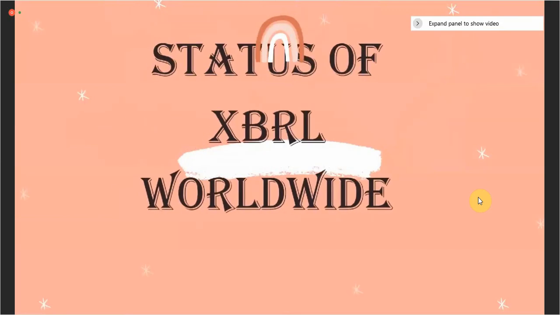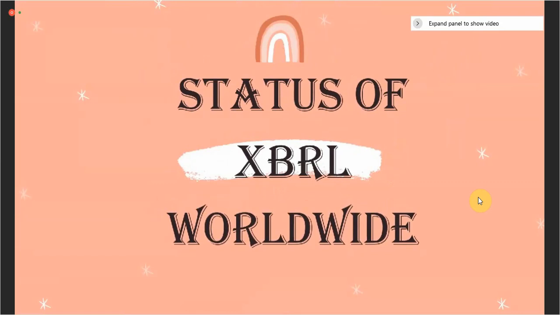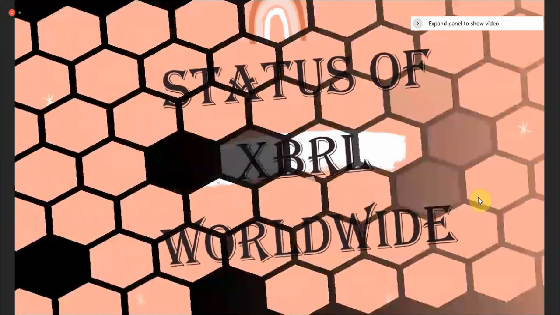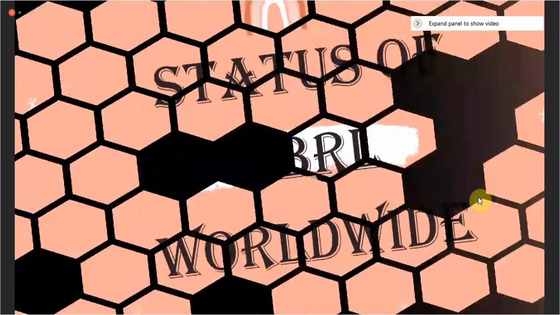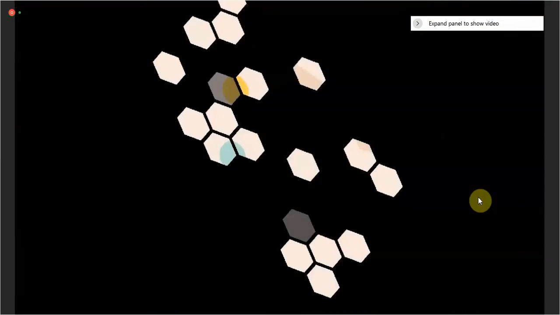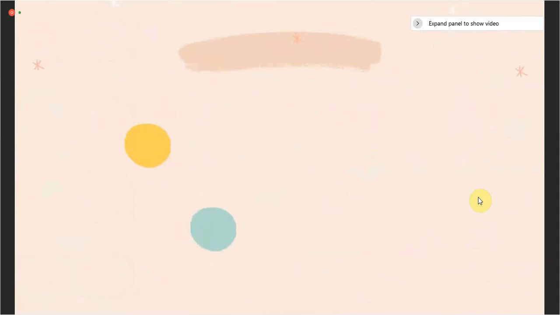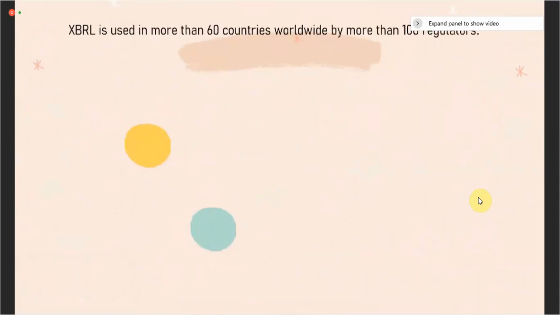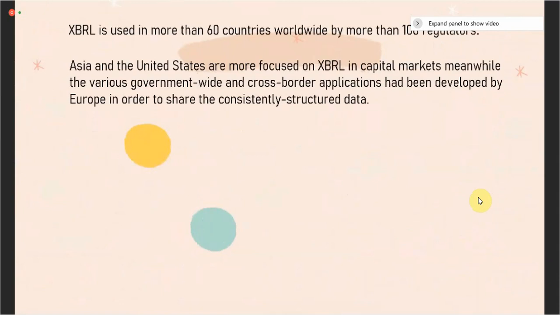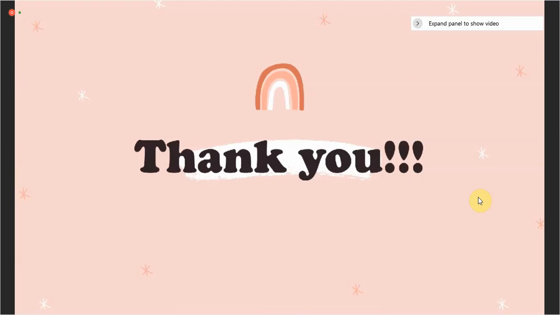Okay, next I will talk about the status of SBRL worldwide. SBRL is used in 60 countries worldwide by more than 1 million filers, with a focus by Europe in order to share consistently structured data. So here are some examples of countries that apply SBRL. The first ones are Belgium, France, Spain, Germany, and Netherlands. So that's all from me. Thank you.